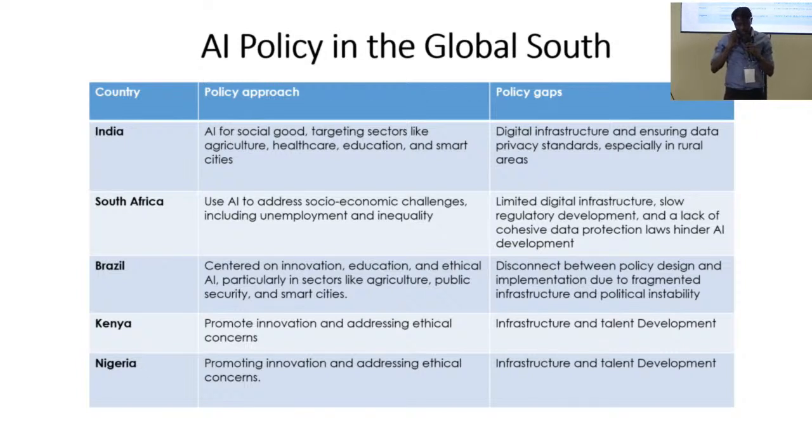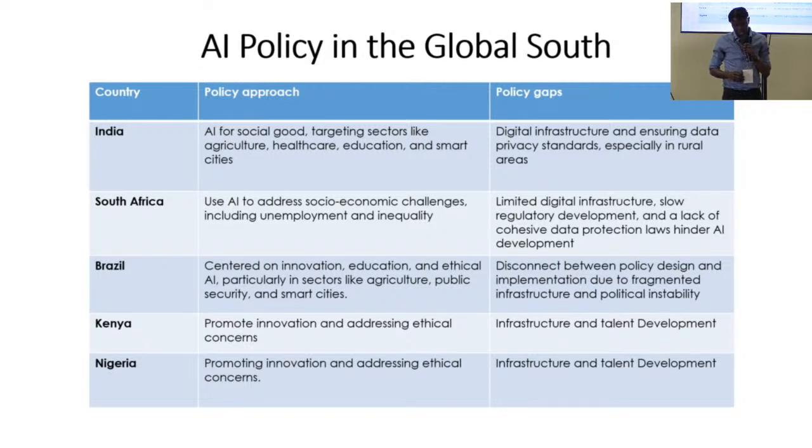So in the global south, we looked at India and found that India's approach when it comes to AI policy is AI for social good, targeting sectors like, as the first speaker was looking at, agriculture, healthcare, like the second speaker was looking at, education, and smart cities. The policy gap that was analyzed was digital infrastructure, and ensuring data privacy standards, especially in rural areas, was actually the main gap when we look at India's policy approach.